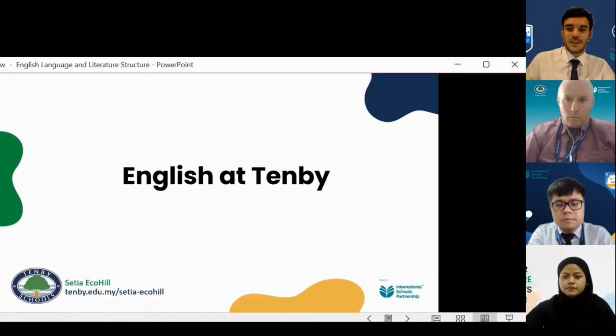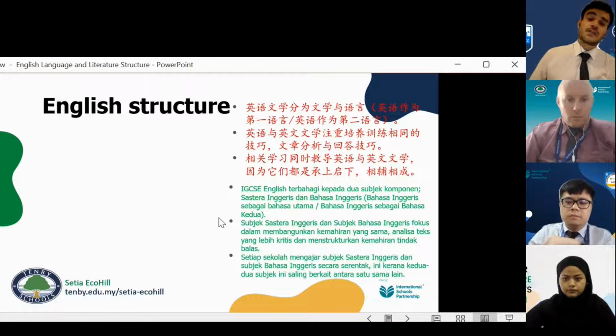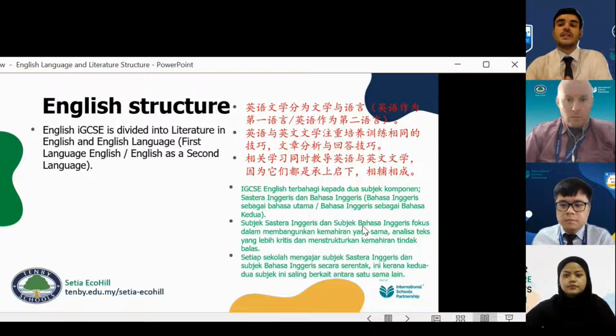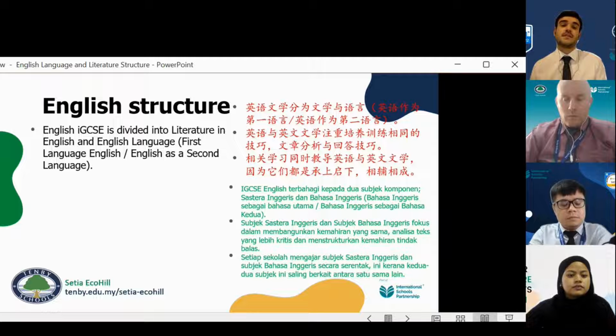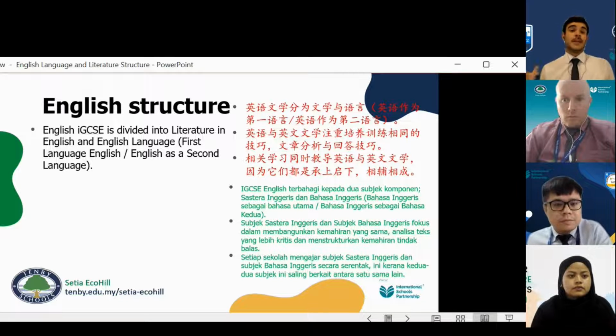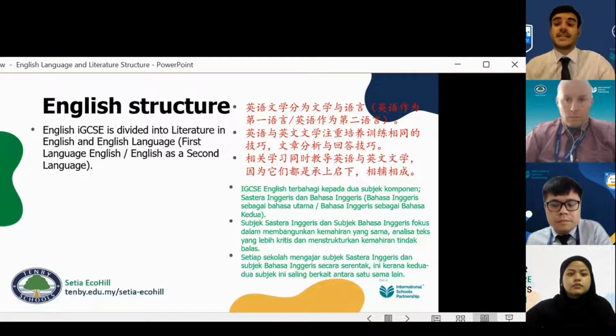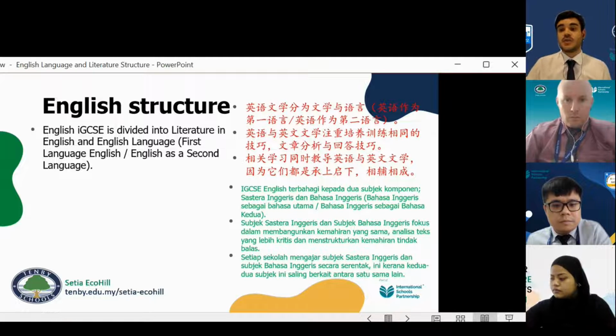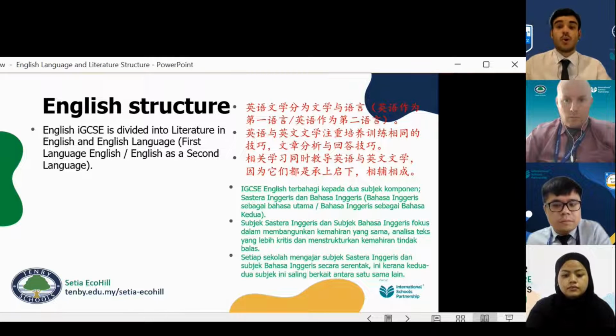Okay, perfect. So first of all, how is English structured? Obviously, we are leading up to the IGCSE. All of our courses in Key Stage 3 and Key Stage 4 lead up to the IGCSE. IGCSE is divided into literature in English and English language. That might be first language English, or it might be English as a second language. So we have those two options. The end goal is that all students will do first language and literature. If students are not doing that, then they may be doing English as a second language, or they may not do literature.